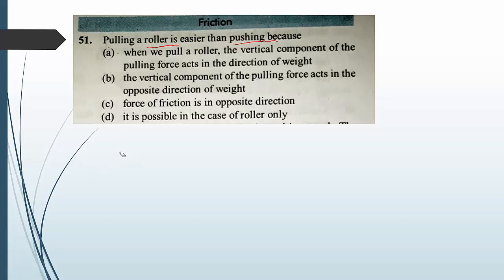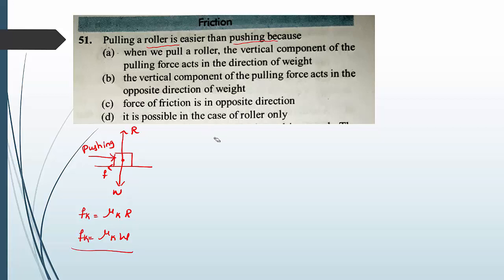Let us compare pushing and pulling the roller. If I consider this is a roller, weight of the block is acting downward, normal reaction is acting upward. Let us write it as R. So here I am going to push the roller. This is pushing. We applied force. Here the friction is created, small f. When we started to push, kinetic friction is produced. We can write Fk equal to mu k into R, or mu k into W, because normal reaction is equivalent to weight of the block. So this is for pushing a roller.